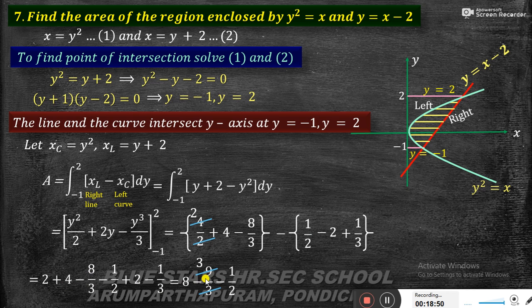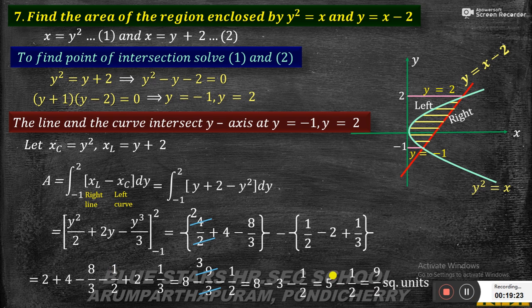So minus 8 by 3, minus 1 by 3, minus 9 by 3. So next, 2 plus 4 plus 2, 8, minus 8 by 3 minus 1 by 3, minus 9 by 3, and we do the cross multiplication. So that means 2 into 2 is 4, minus 1, 3 by 2. Here you see 8 minus 3 minus 1 by 2. Now 8 minus 3 is 5, 5 minus 1 by 2. Now doing the cross multiplication, 5 twos are 10, 10 minus 1, 9 by 2.